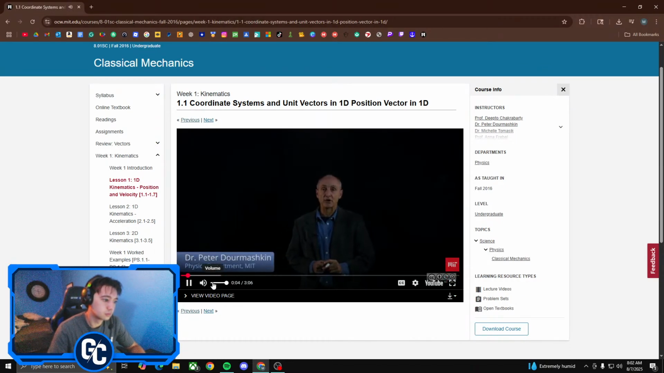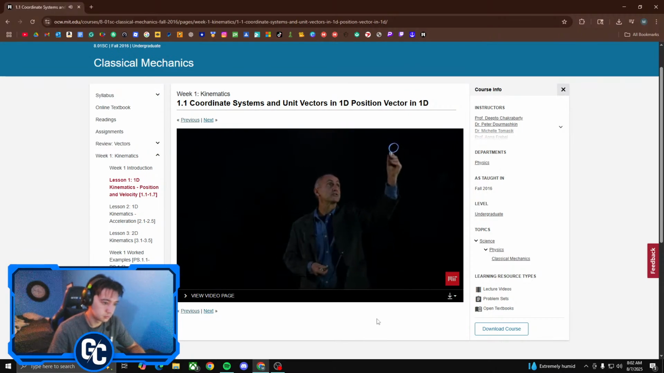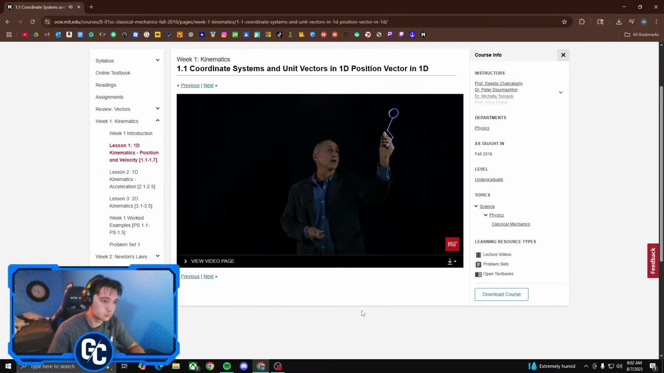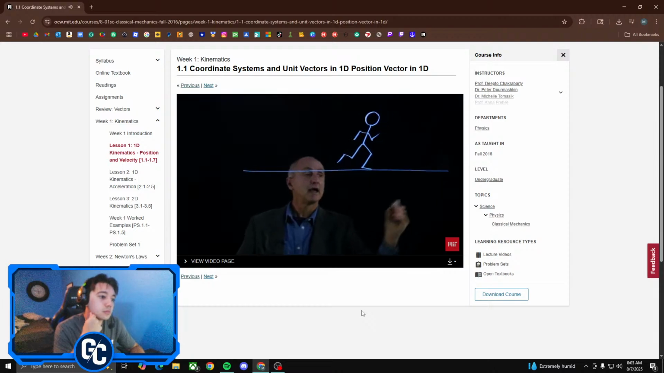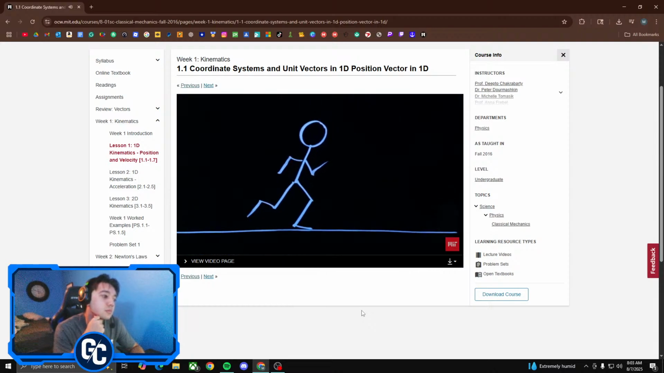we would now like to begin our analysis of motion, and we'll start with one-dimensional motion. Let's just consider a person running along a road. And so here's our runner, and here's our road. And what we want to do is be able to describe the position, the velocity, the acceleration of this runner.